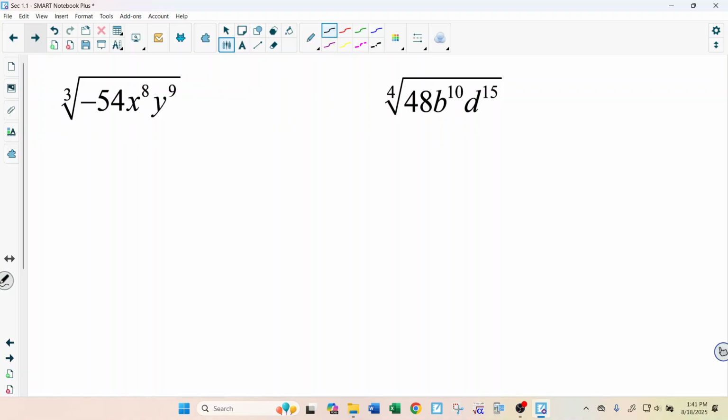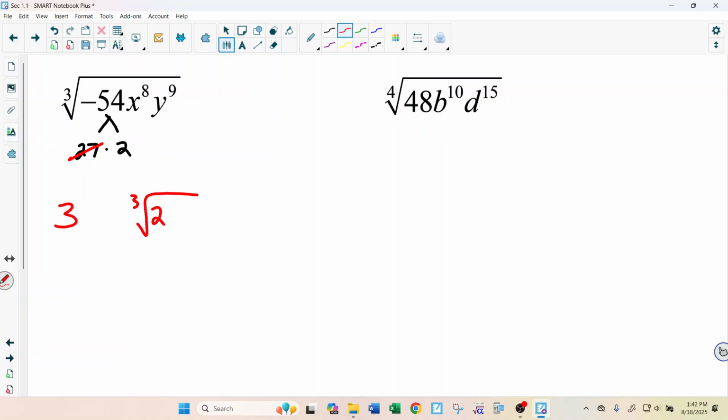If we have something like this, the cube root of negative 54 x to the 8, y to the 9th, the number will work the same way. What is a perfect cube that goes into 54? That would be 27 times 2. 2 is not a perfect cube, so that stays underneath the radical. 27 is a perfect cube, that is 3.